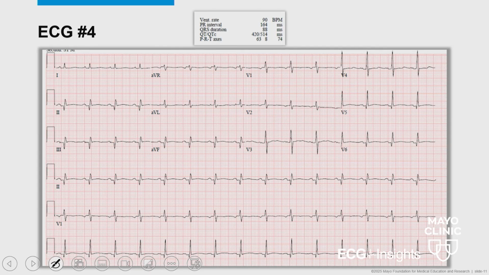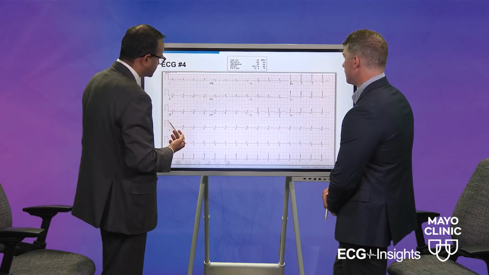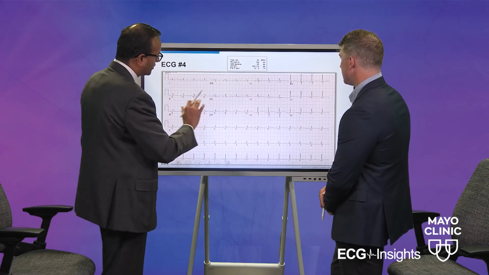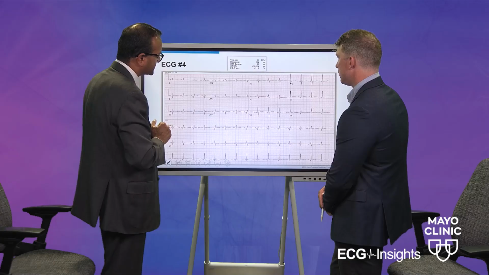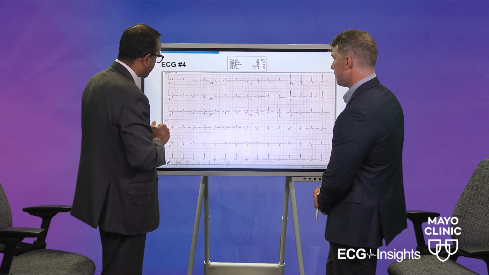So always, obviously we want to look at the big picture. As a student of electrocardiography and ECG, as you're learning, try to look at the whole ECG and see if you can understand any other things which are going on in this patient's ECG.